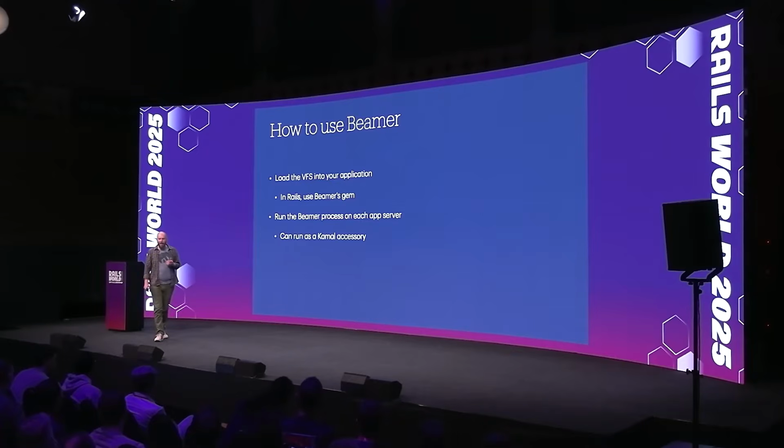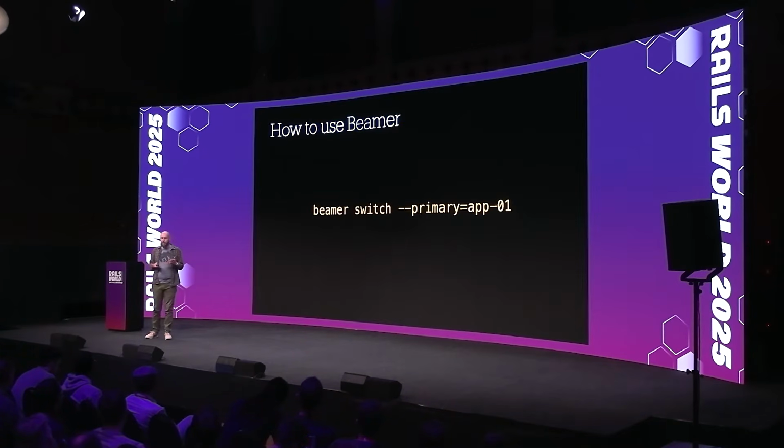At that point, there are several different commands that Beamer provides that you can run to control what the replication is actually doing. Only one of them is really required, and that's you need a way to tell Beamer which of your app servers you would like to act as the primary. So this command, Beamer switch, sets the current primary in a cluster of app servers.